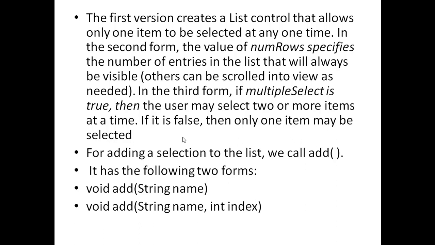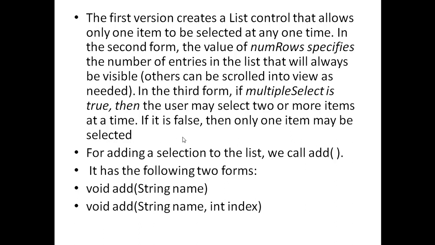In the third form, if multiple select is true, then the user may select 2 or more items at a time. If it is false, then only one item may be selected. It has 3 constructors: default, List(int numRows), and List(int numRows, boolean multipleSelect). For adding a selection to the list, we need to call the add method, same like the choice control.